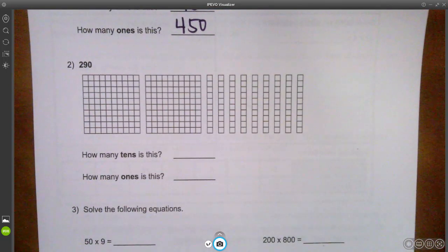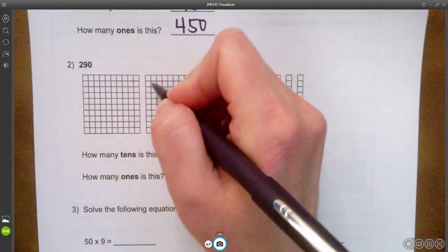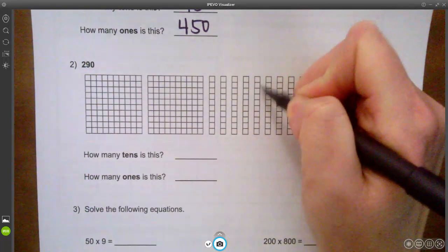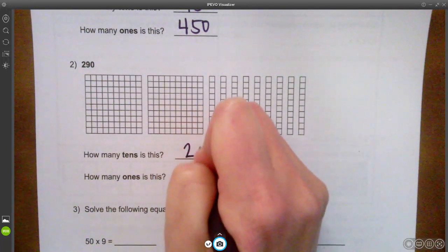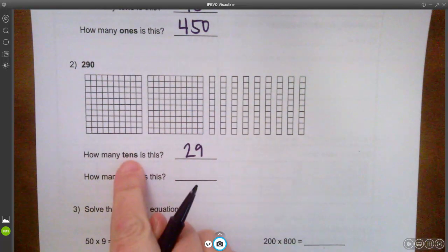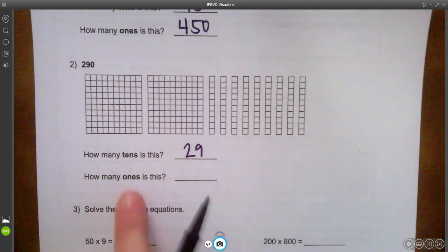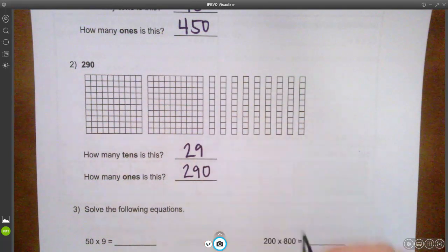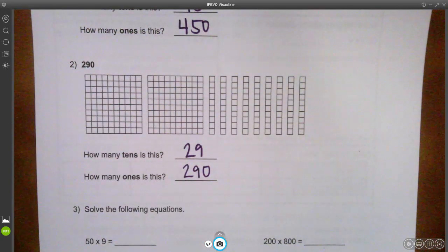290. How many tens is this? Is asking how many strips is this? We've got 10 strips. Here's 20 strips. 21, 22, 23, 24, 25, 26, 27, 28, 29 strips. And 29 times 10 is 290. If you were to count all of the units, all of the squares, all of the ones, there would be 290 of them. 290 times 1 is 290.